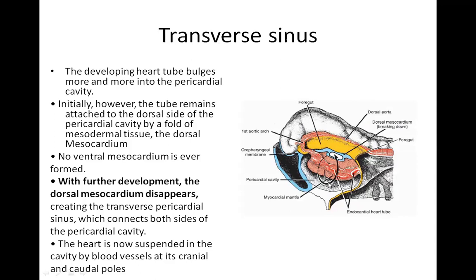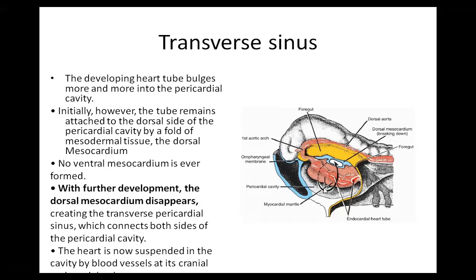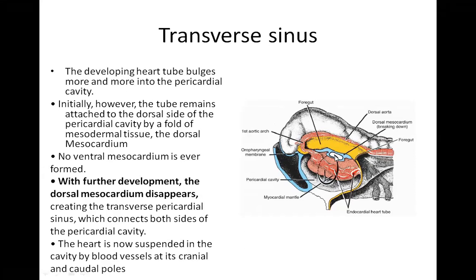Now, however, the tube remains attached to the dorsal side of the pericardial cavity by a fold of mesodermal tissue. Okay, so this one is known as the dorsal mesocardium. There is no ventral mesocardium. Okay, so there was never a ventral mesocardium. Dorsal mesocardium was there initially. Now, with the further development, the dorsal mesocardium disappears and it creates a transverse pericardial sinus which connects both the sides of the pericardial cavity.